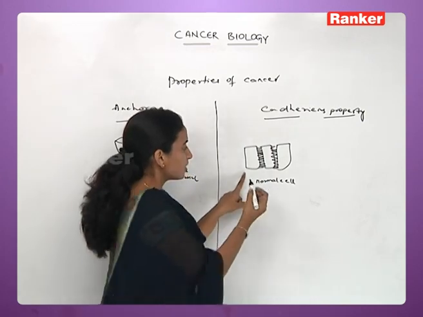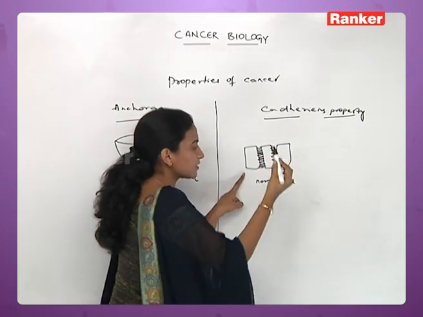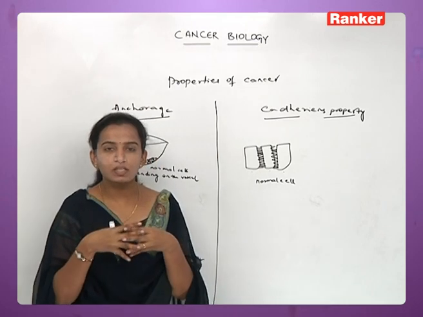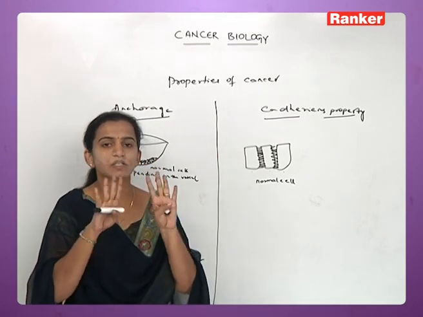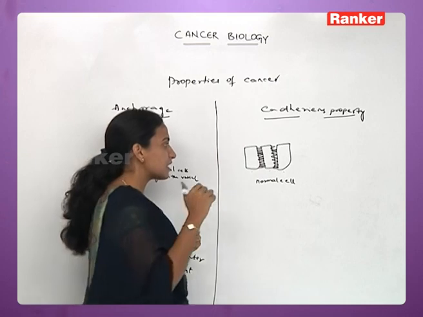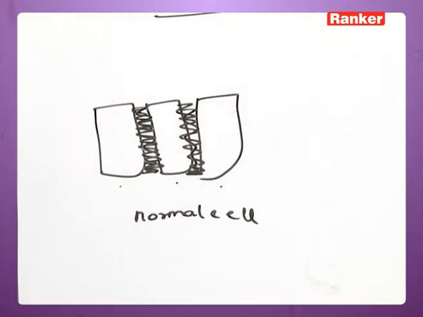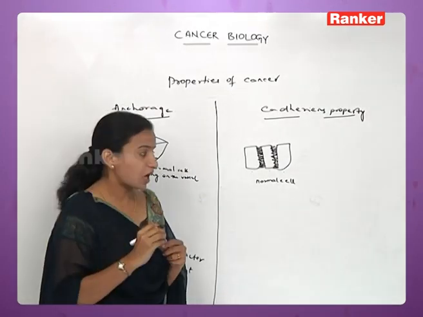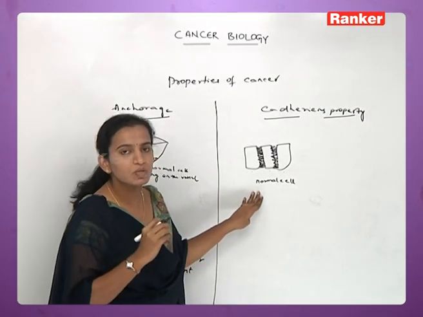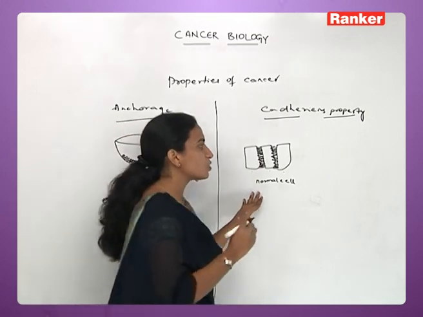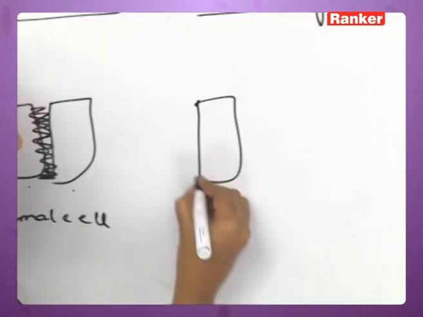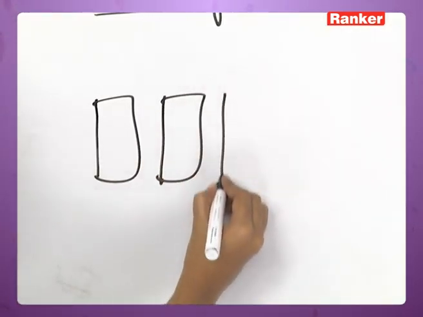You can see this is a cell, this is a cell and this is a cell. They are attached together so that they are not scattered all over the body. That means there is a membrane which is holding the two cells together. This is called the cadherin property. Now, if it is a normal cell, you can see this membrane. Coming to the cancer cell, what happens is that you can't see this membrane.